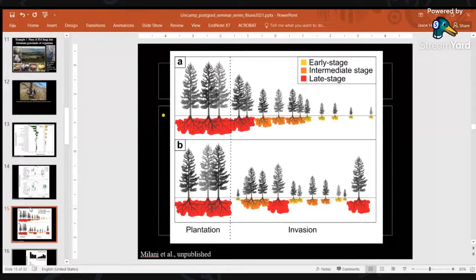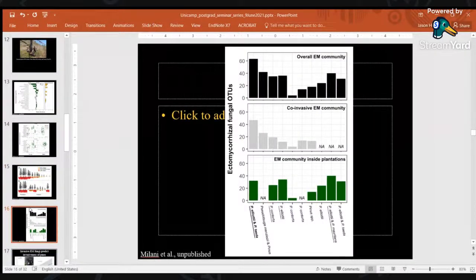So to put this in the broader context, this is also from Tomás's paper, comparing the results from this system on the far left, where we have Pinus elliottii and Pinus taeda in mountain grasslands of Argentina. Notice the number of ectomycorrhizal fungal species on the y-axis is higher in this system than especially in the overall fungal community.